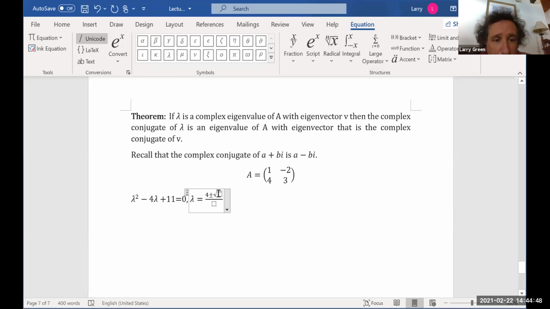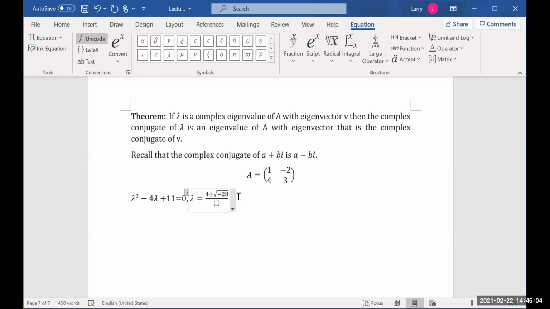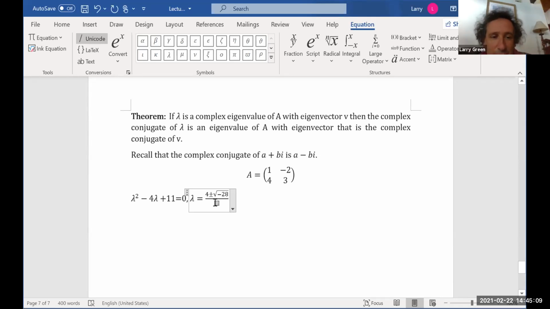of b squared minus 4ac. So b squared is 16. So it's 16 minus 44, which is 36. So that's negative 28, if I did it right. Sound right? Yeah. So it's negative b plus or minus the square root of b squared minus 4ac, all over 2a. It's all over 2.